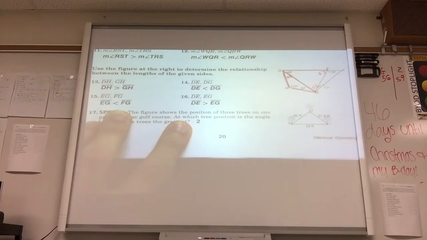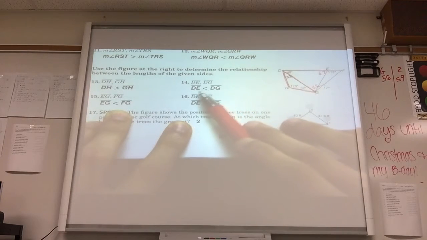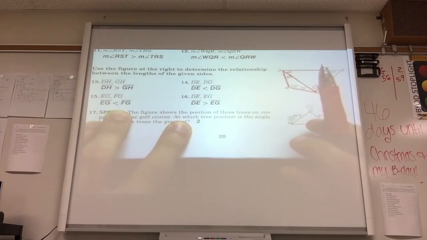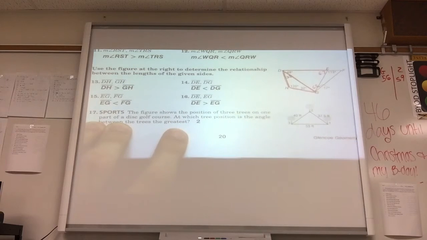Do we understand at least what we're trying to do? Okay, so if that's 65 and that's 67, and we're comparing DE and DG, I would say DG is longer because it's opposite the 67. DG is longer than DE. So DG is bigger than DE. You guys understand that?